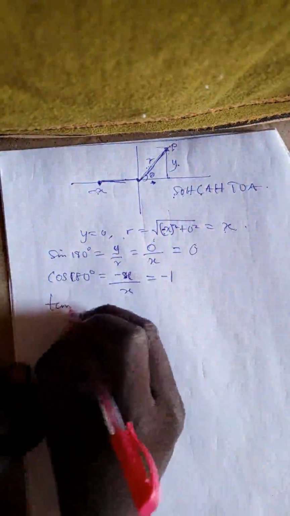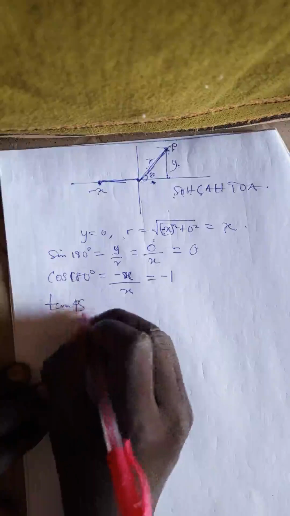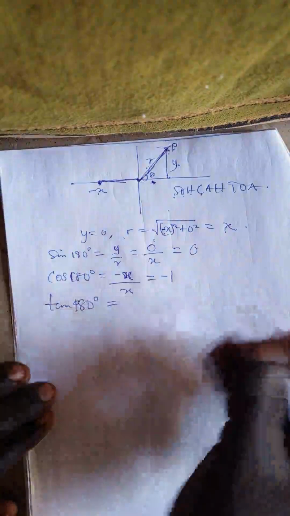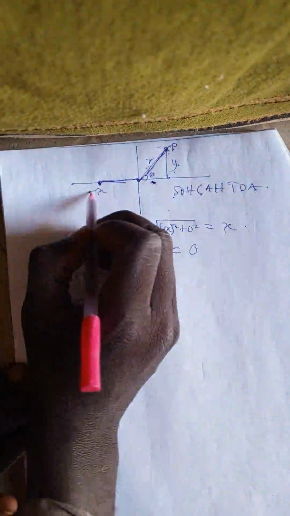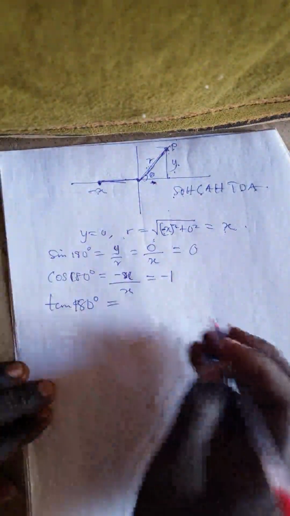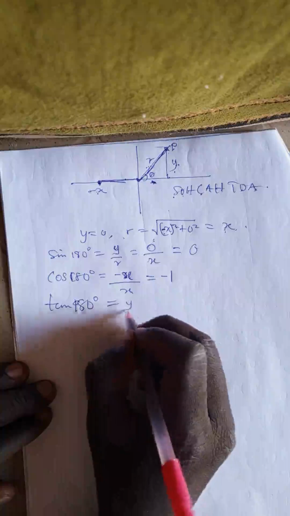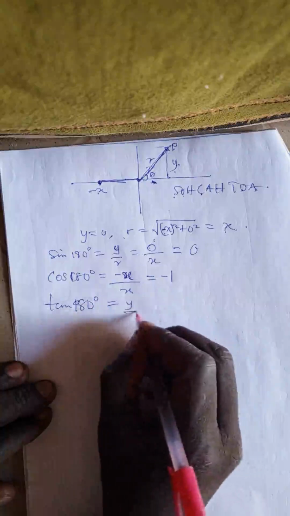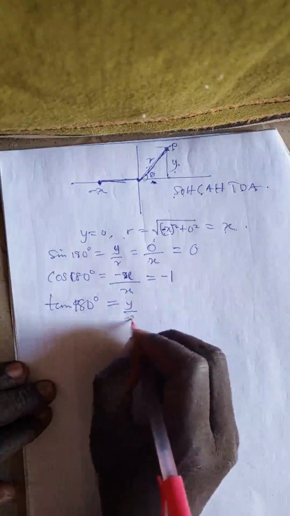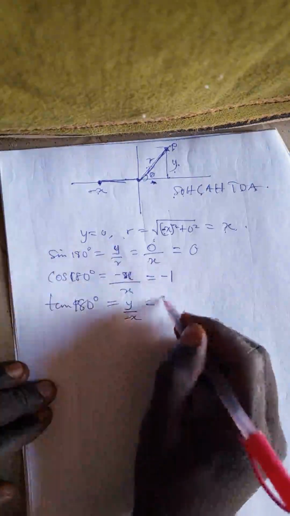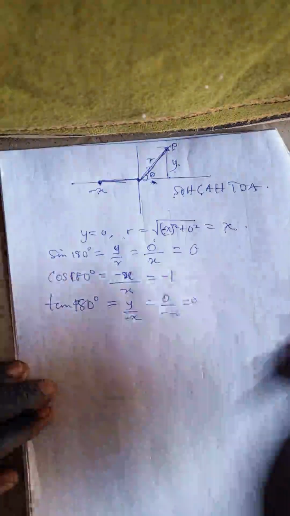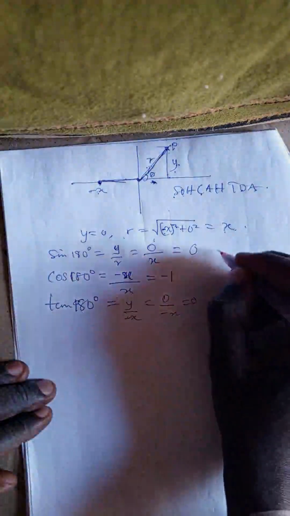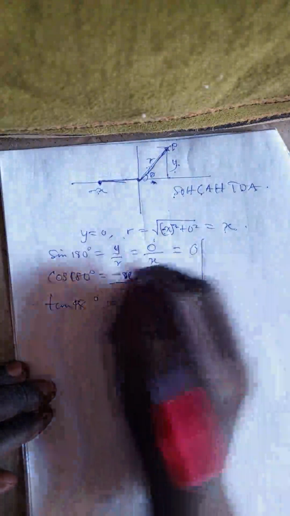So we go to tan 180 degrees. So tan is opposite over adjacent, and x is negative because we are here. So this is y over minus x, but y is equal to 0, so we have 0 over minus x, and the answer is equal to 0. Now the other three trigonometrical functions or ratios.